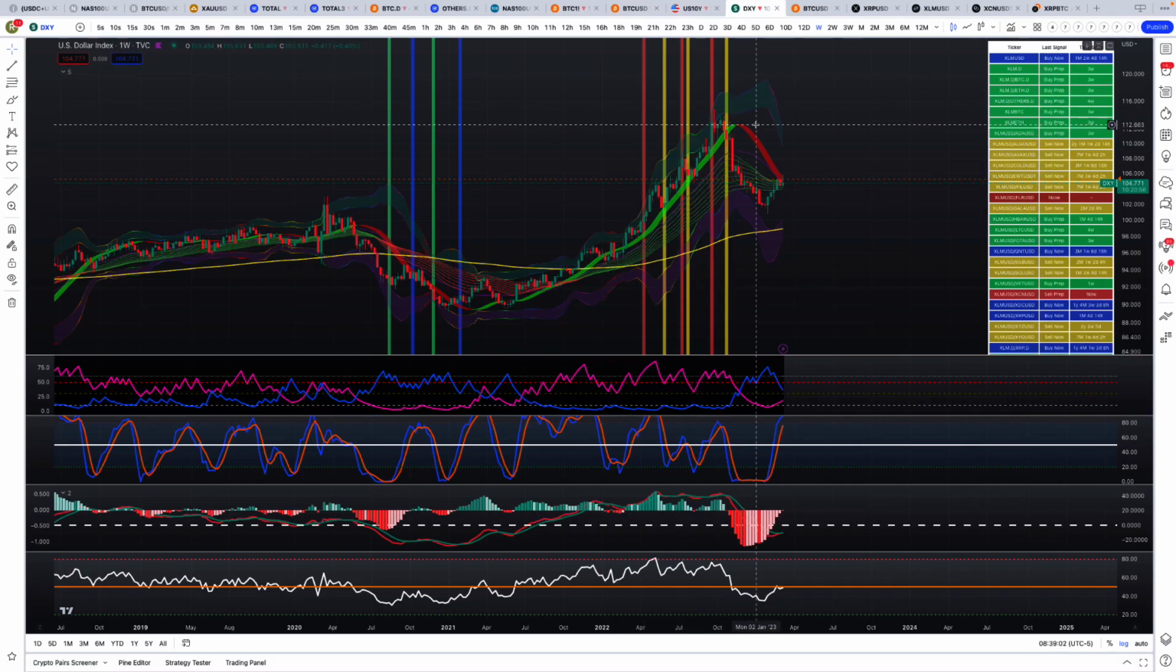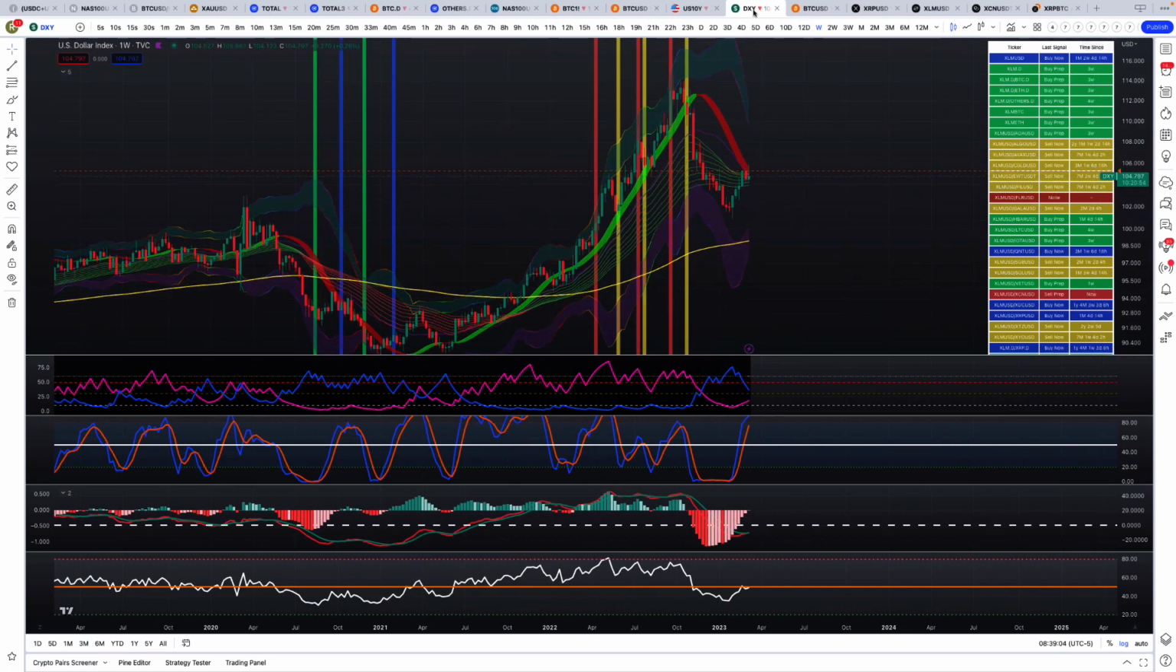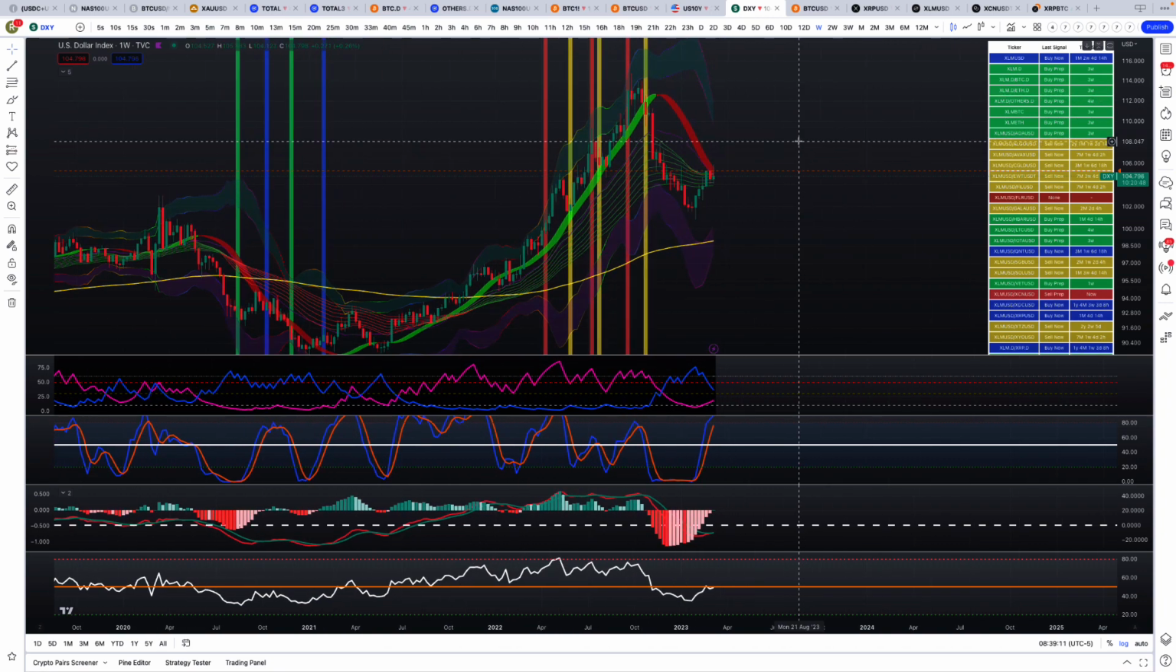Let's look at the dollar. Looking like it's trying to turn. How much is this down today? 0.45%. So we're seeing the mechanics come into play. And this is a good sign for crypto on this Friday.